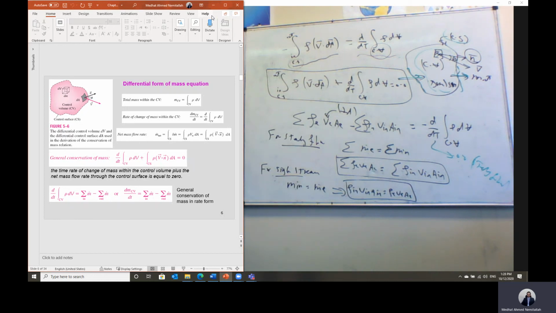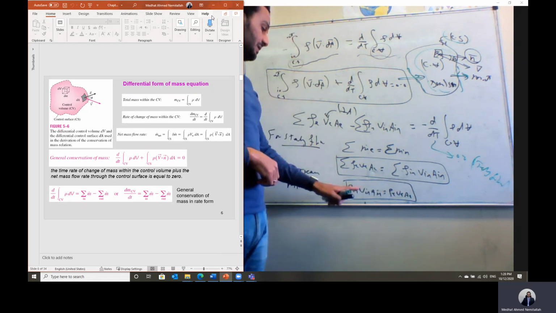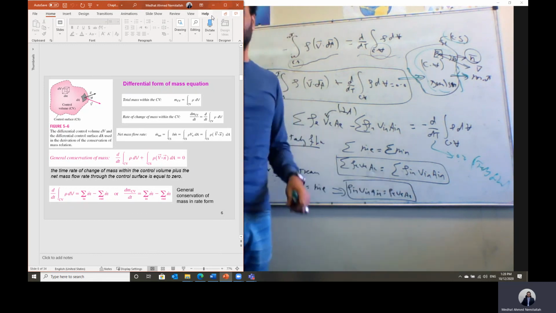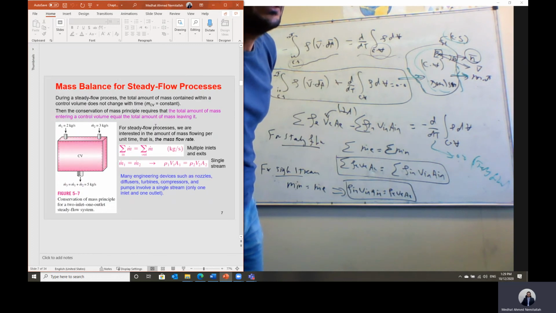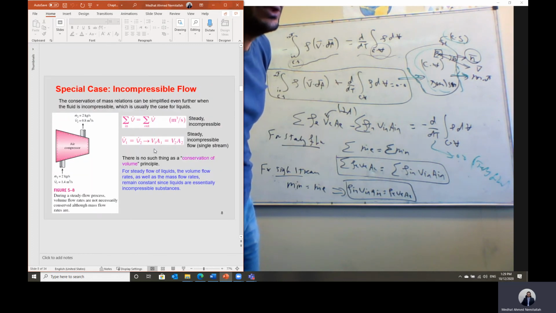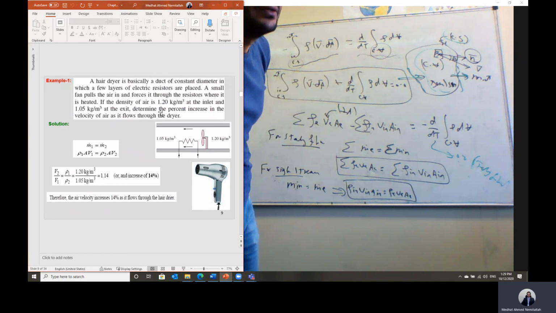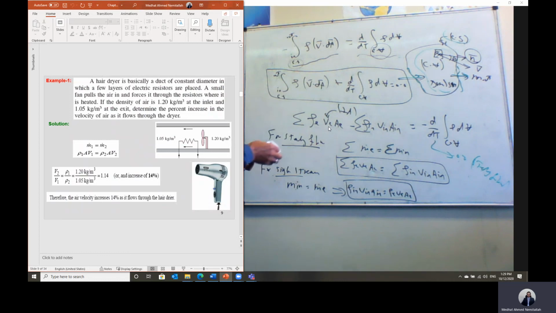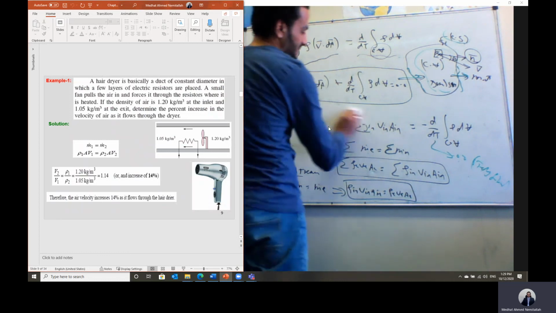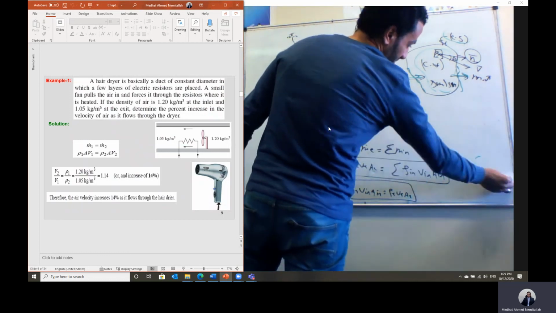But in case of an incompressible substance, the density will be constant as we said, and in this case area multiplied by velocity at the inlet should equal area multiplied by velocity at the outlet section. Okay, this is what we said. And let's look at this example. Here is an example to apply the mass equation.